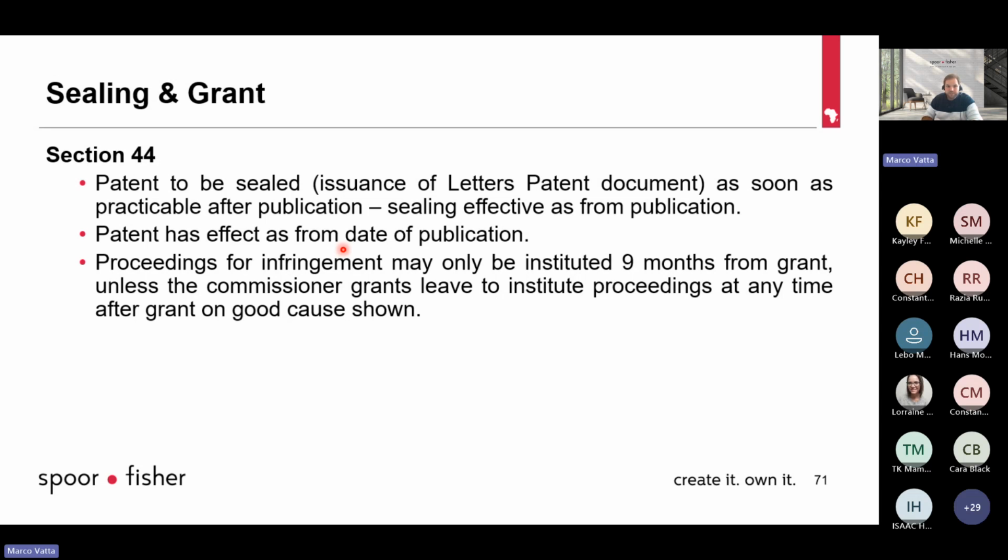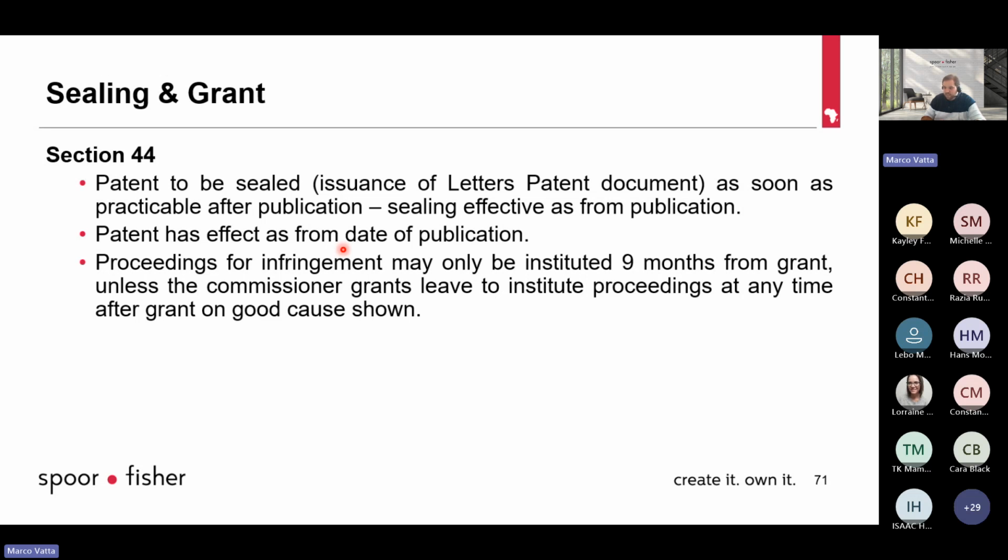Okay, if we then move on to sealing and grant, section 44 provides that the patent is to be sealed. That is, the letters patent document must be issued, and it must be done as soon as practicable after publication. The sealing is effective as from publication. So even though the patentee will receive their patent certificate or letters patent document several months after grant, it is effective from the publication date in the patent journal.